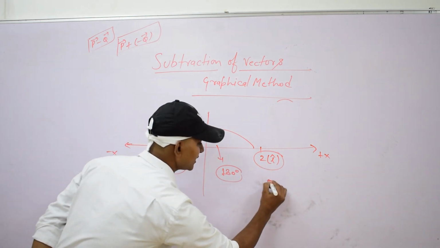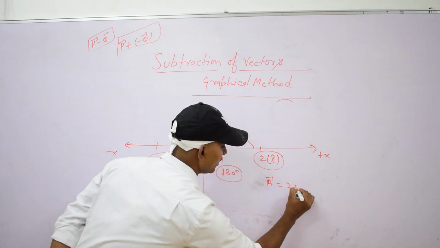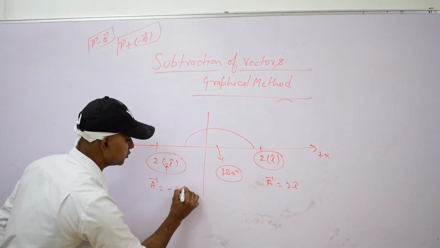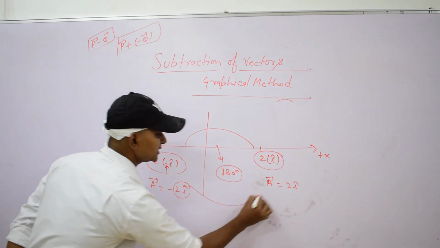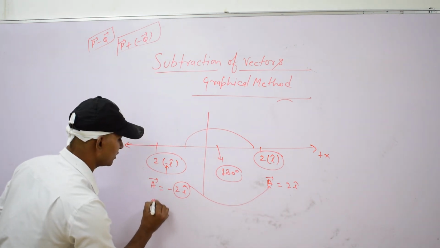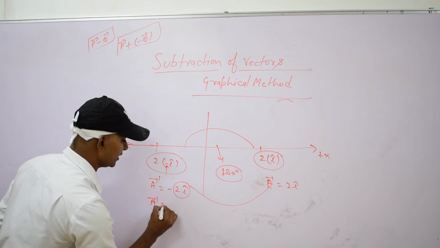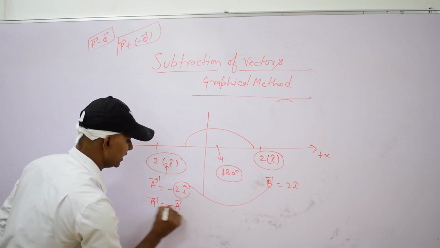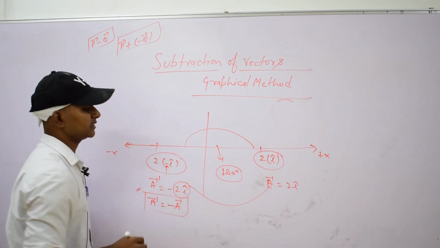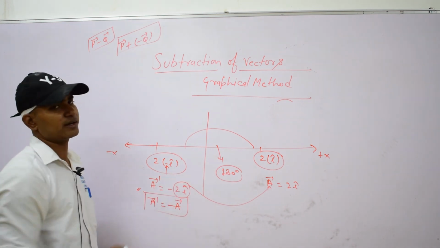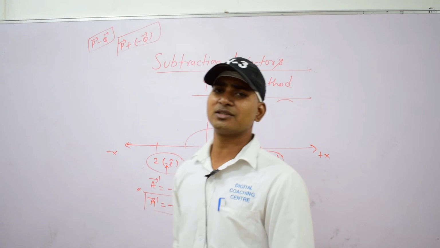Let's suppose this vector is A equal to 2i cap, and here it will be minus 2i cap. So 2i cap represents the vector A, so let's suppose this is A dash vector. So A dash vector will be equal to minus of A vector. So whenever the direction is changing, we can always express the vector like this. I hope this is somewhat helpful for you.